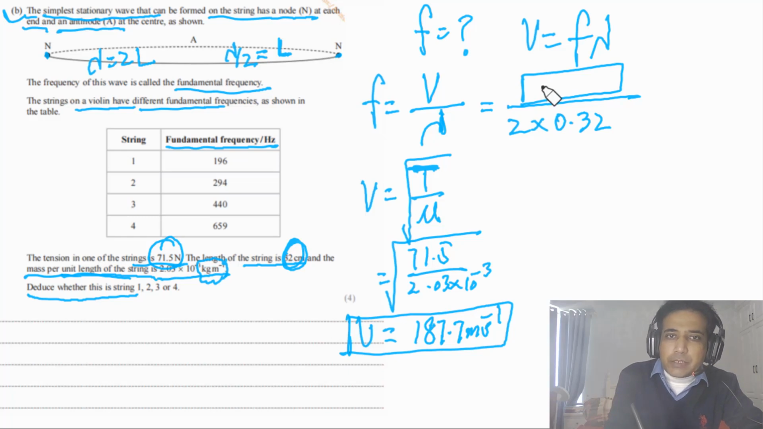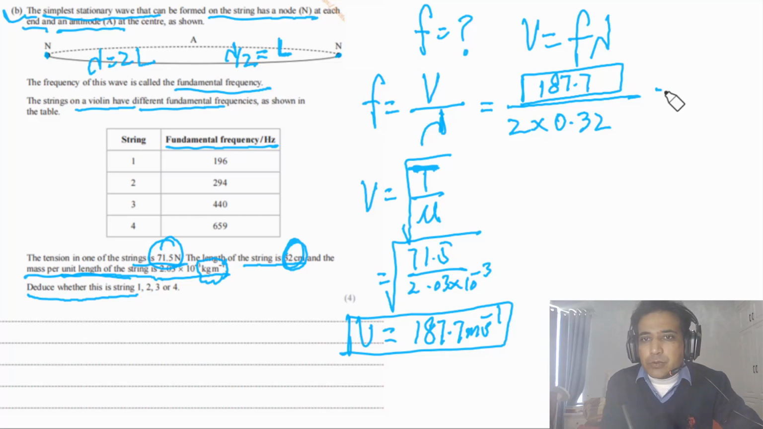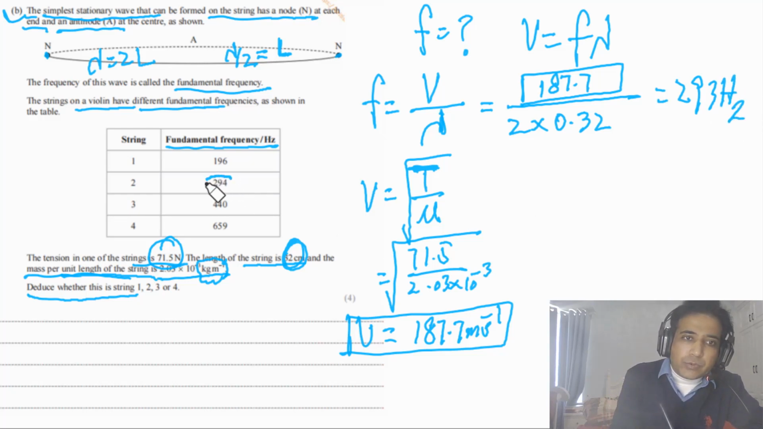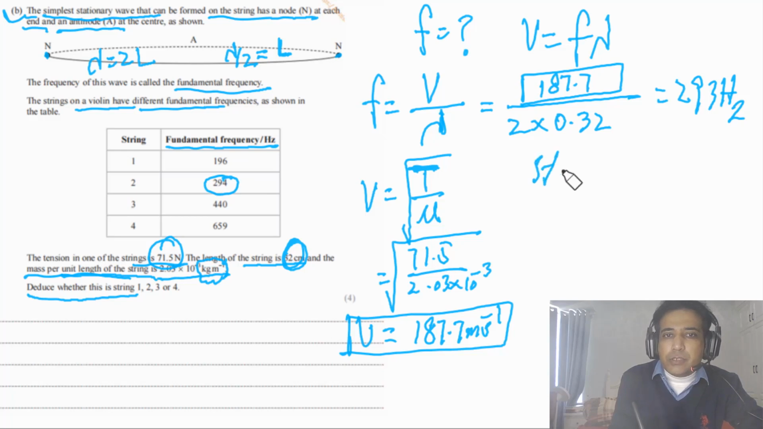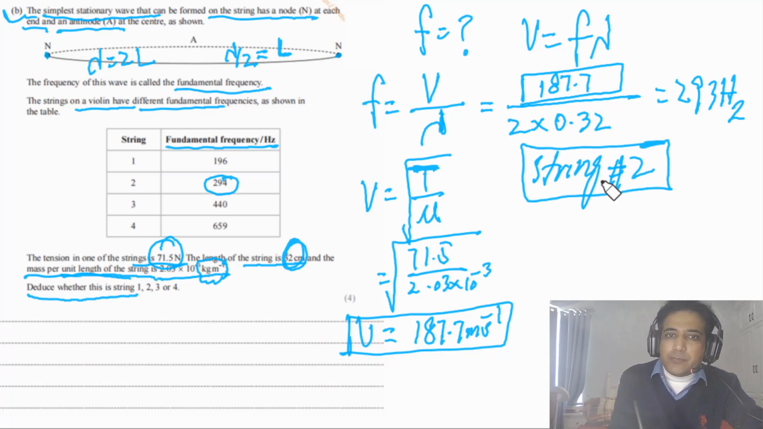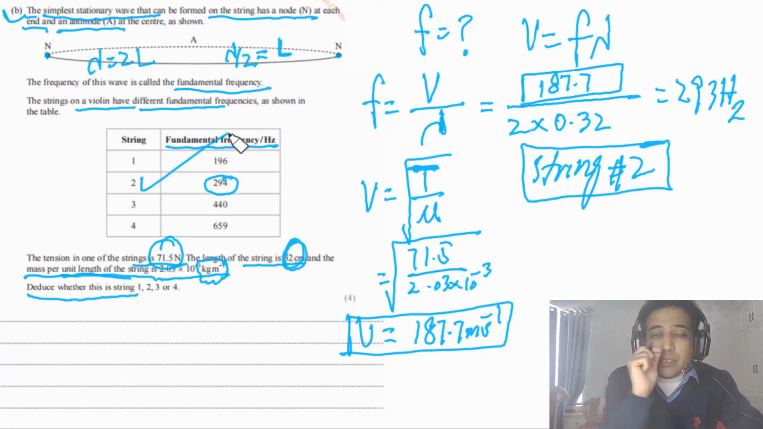Now simply you need to plug in 187.7 meters per second. If we solve this, we will get f equal to 293 hertz. So this is 294, which means the string is number 2. So the data given to us is for string 2. So this is how you can figure it out. In physics, understanding of the question is very important. If you have a clear understanding of the question, then you have these formulae, you can use them and you can find the answer. So the answer for this question is string number 2.